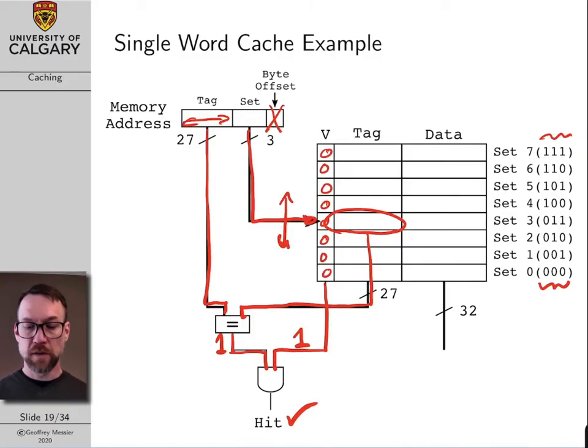And then regardless, the cache data word is going to be output on this 32-bit data bus. However, if hit is equal to 0, then we would just ignore the information on that bus. We would only use it if hit was equal to 1.